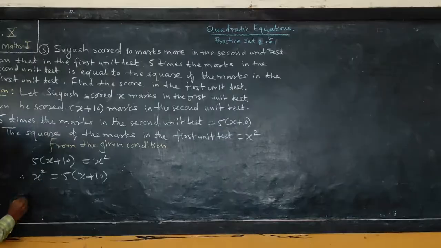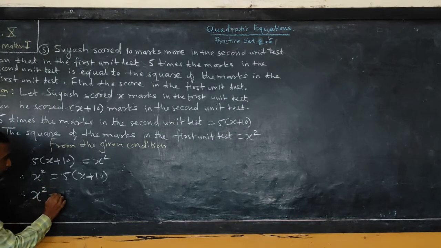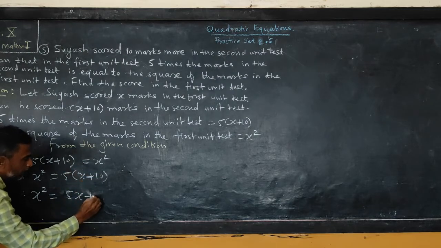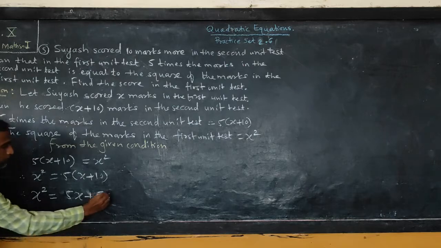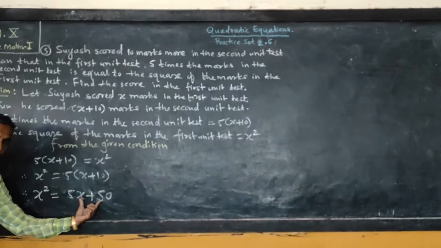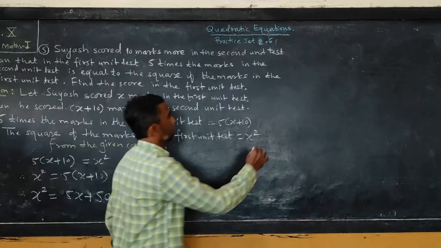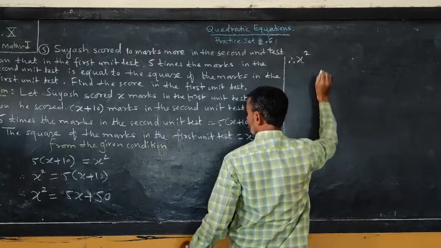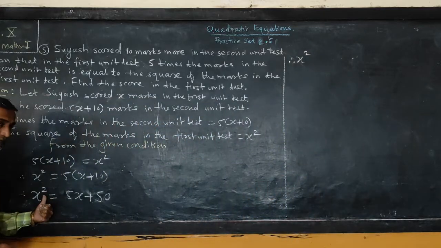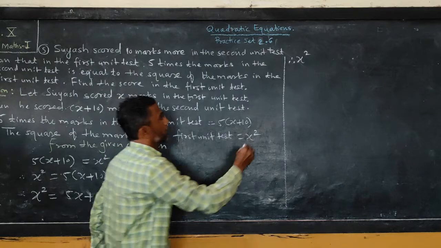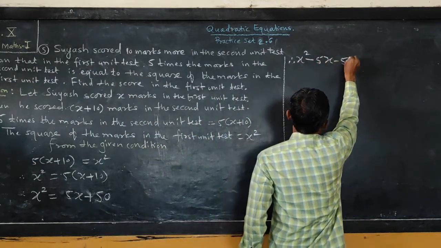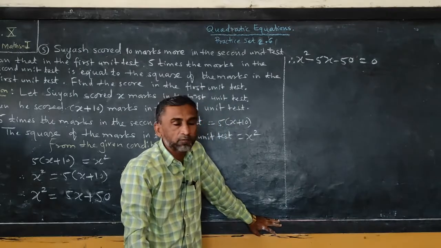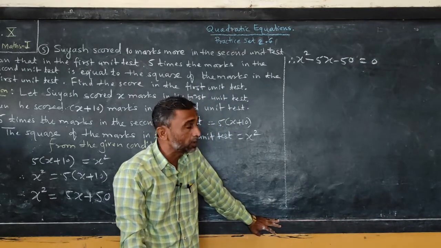Now solve it. Therefore, X square is equal to, open the bracket, 5 into X, 5x plus 5 into 10. 5 tens are 50. Now take these two terms to the left hand side. Therefore, X square as it is, minus 5x minus 50 is equal to 0. Now this is the simplest form of the quadratic equation, that is the standard form.